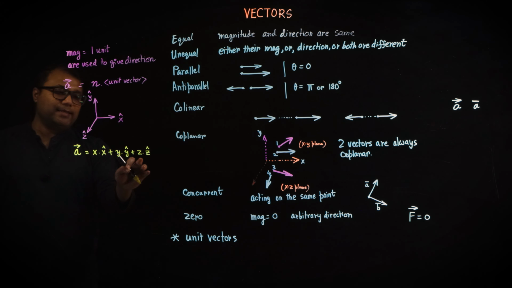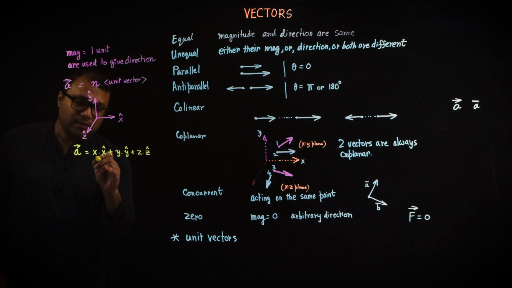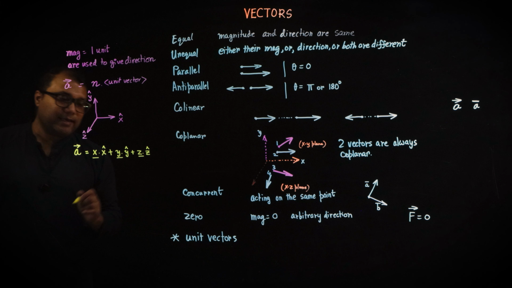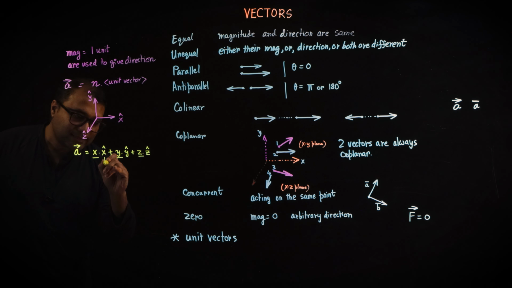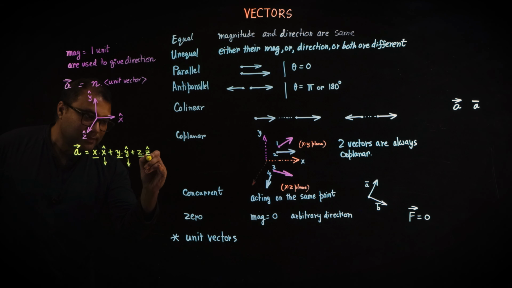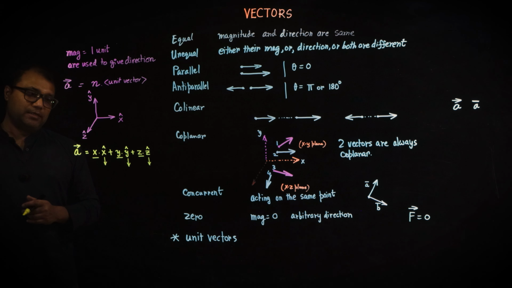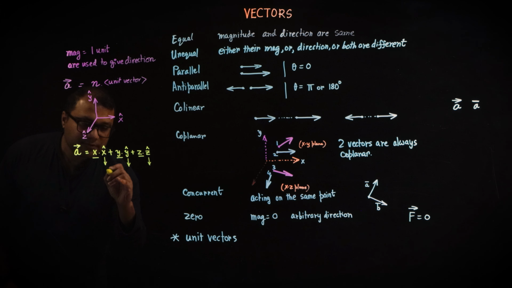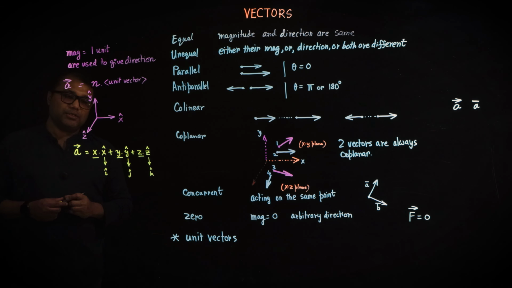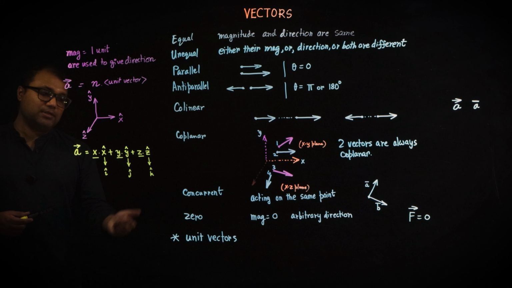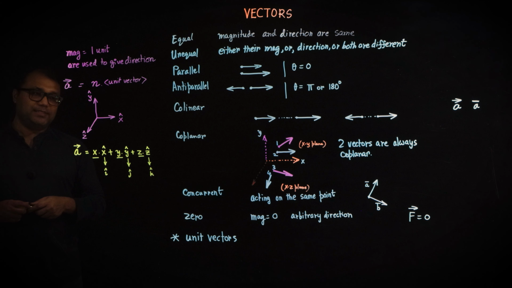So what are x, y, and z? These are magnitudes in the x direction, in the y direction, and z direction respectively. And x cap, y cap, and z cap are unit vectors in the x direction, y direction, and z direction respectively. These have special names as well. This is usually called i cap, j cap, and k cap. So i cap means unit vector in the x direction, j cap means unit vector in the y direction, and k cap means unit vector in the z direction.